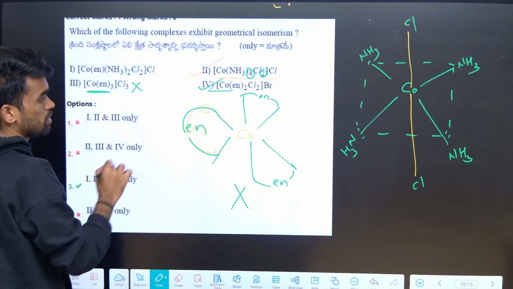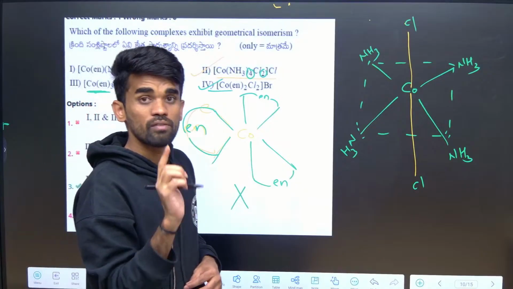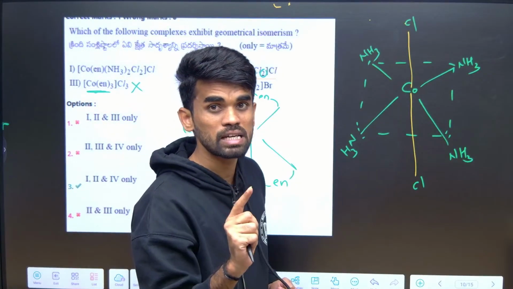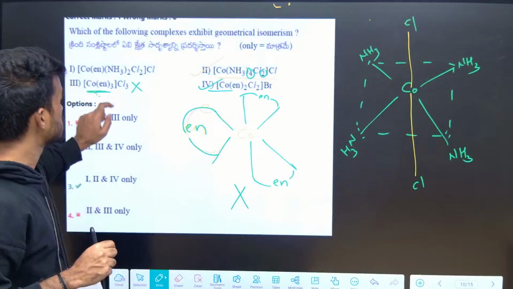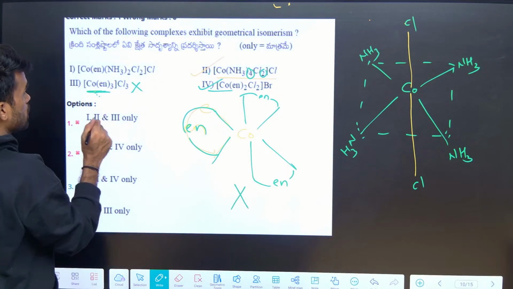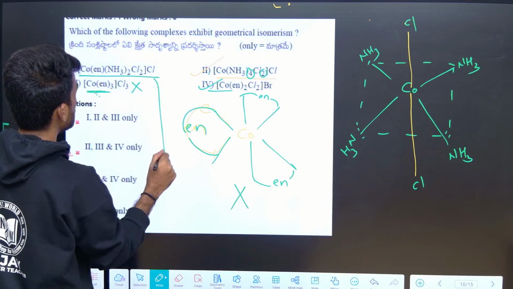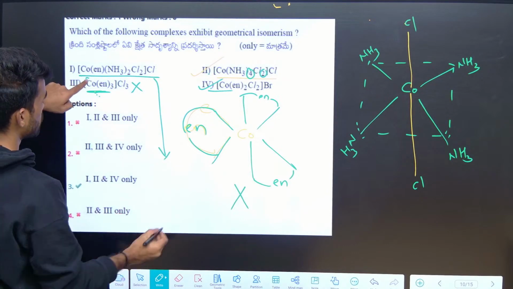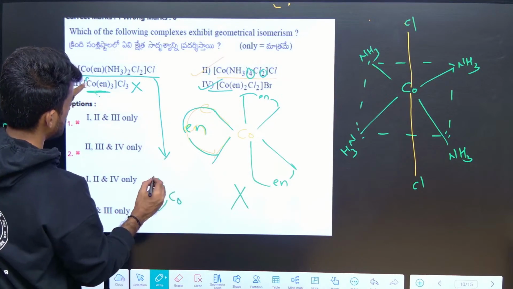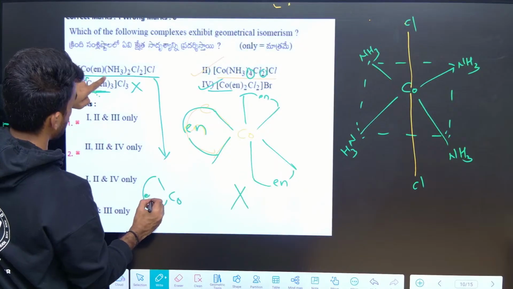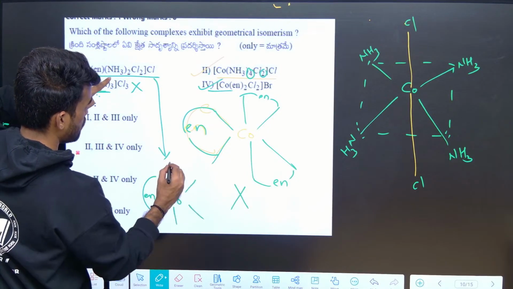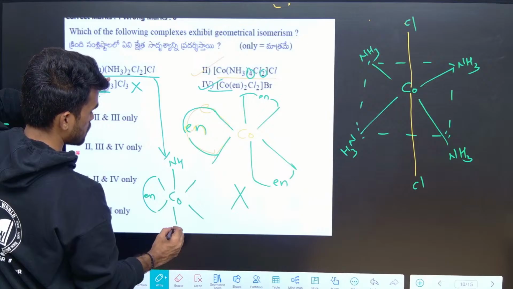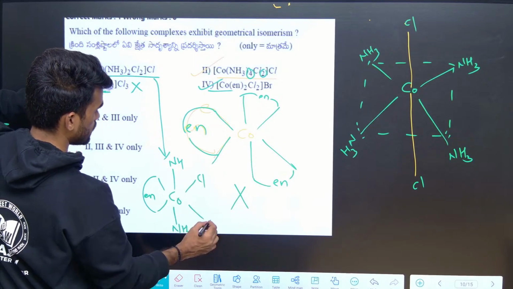Here it is not possible for geometrical isomerism. Which isomerism? I am saying geometrical isomerism is not possible in this Co(en)3, okay. So now let us look into this one. Again here it is possible now. So cobalt we have, place this en here, okay, en I am placing here, and ammonia trans to each other, chlorine here cis to each other.